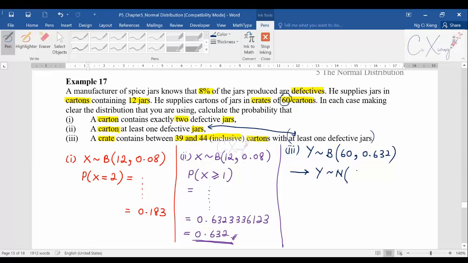Okay, right. Then after that, what is the mean here? Mean is n times p, which is 37.9, if you change it to 3 significant figures, and the variance is 13.9. Okay, so this is how we write it out properly. Mean and variance. Mean is np, variance is npq.